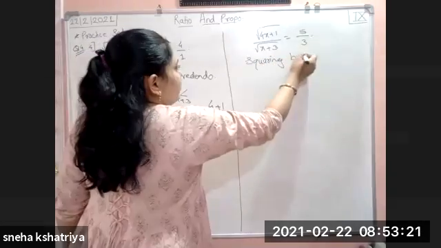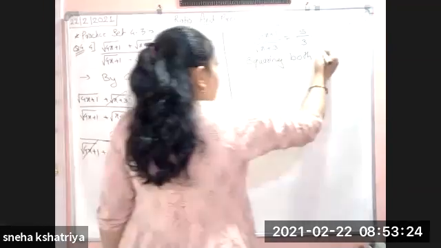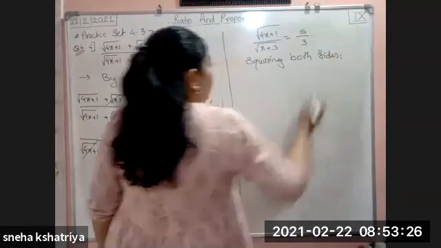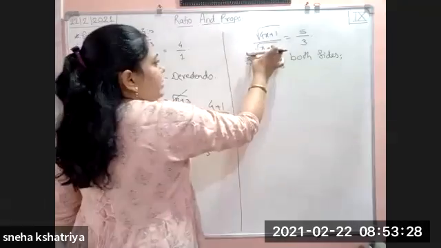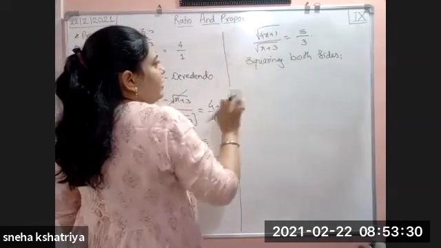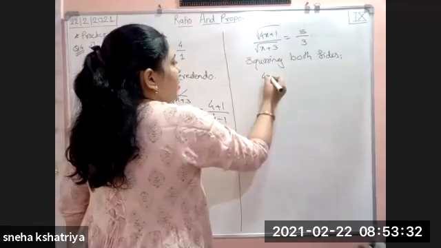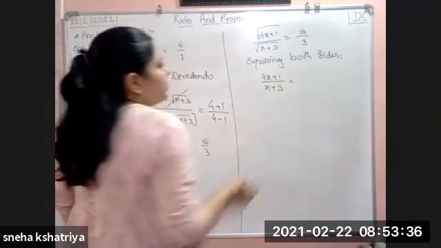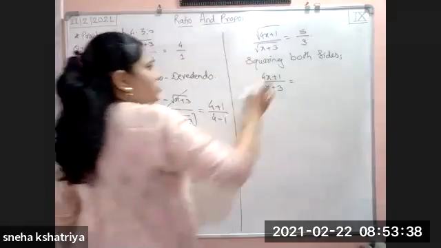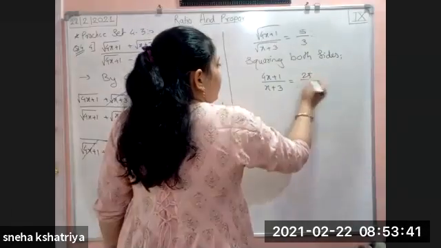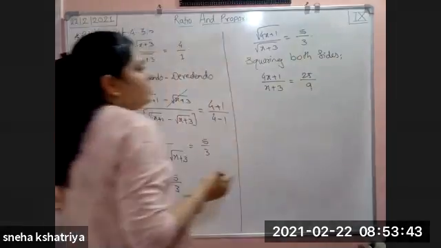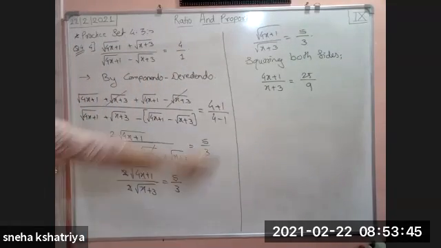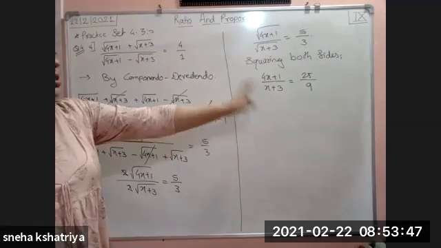Squaring both sides. Okay. After squaring, what we will get here? After squaring, the root sign will get cancelled. We will get only 4x plus 1 divided by x plus 3, which is equal to, at right side, write down the square. 5 square is 25, 3 square is 9. Now this we get in a very simple manner. Just cross multiply.